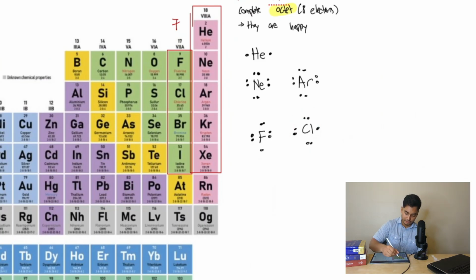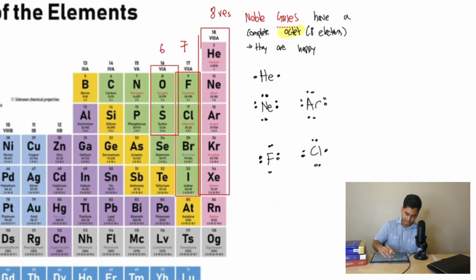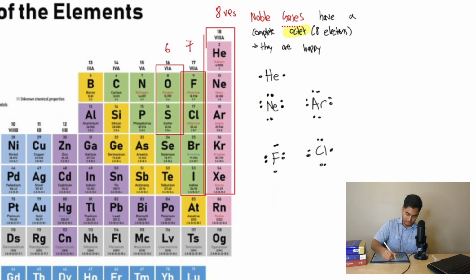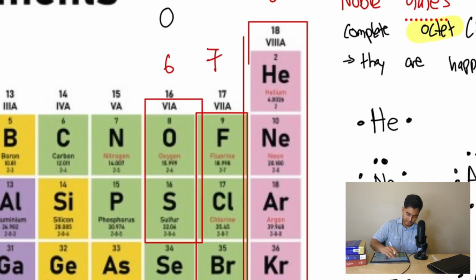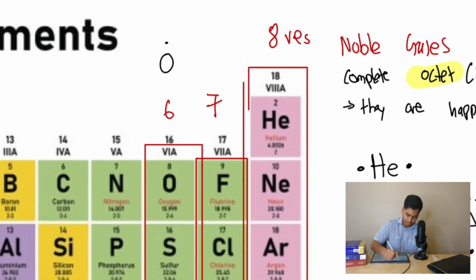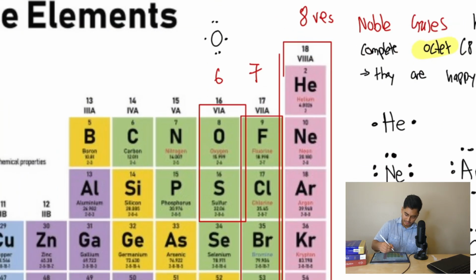What about for these elements over here? These are going to have a total of 6 valence electrons. So oxygen is going to be right over here, with a total of 1, 2, 3, 4, 5, 6. Then we're going to keep subtracting 1. 6 minus 1 is 5, 5 minus 1 is 4, and then 4 minus 1 is 3.